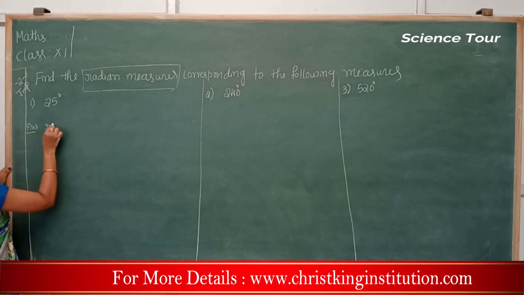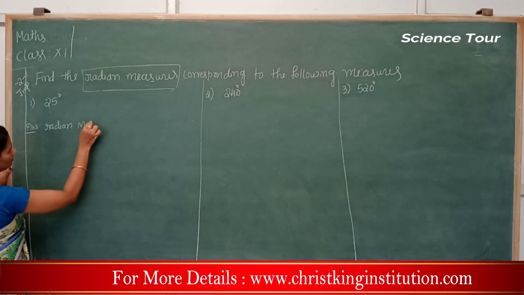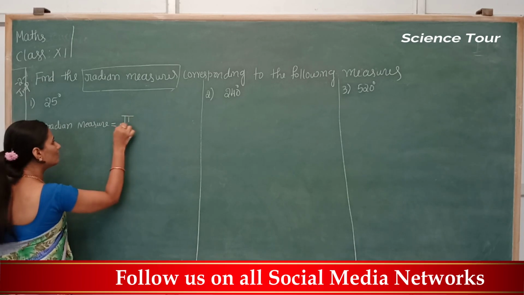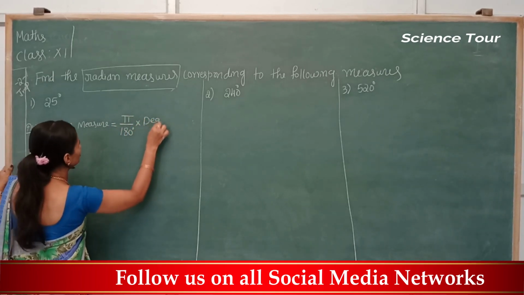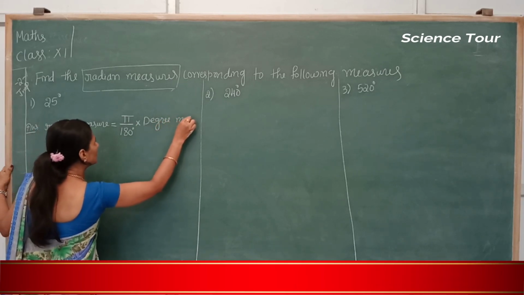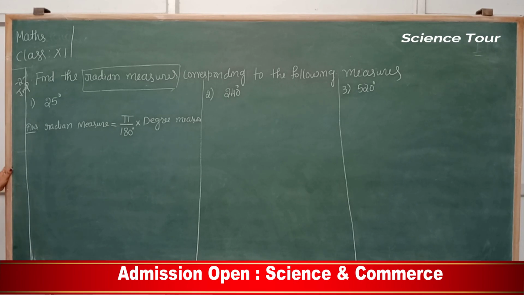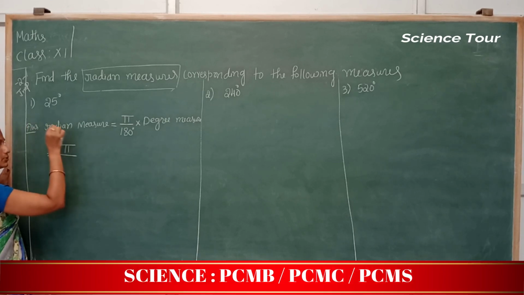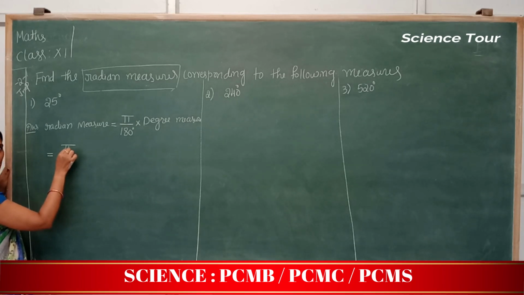The formula is radian measure equals pi divided by 180 degree into degree measure. Correct? It is degree measure. Writing the formula is important. It carries marks. So pi as it is, because we are converting to radian. So in radian keep pi as it is. Don't substitute as 22 by 7.